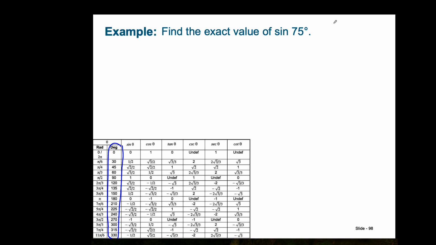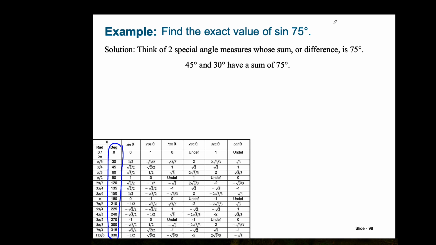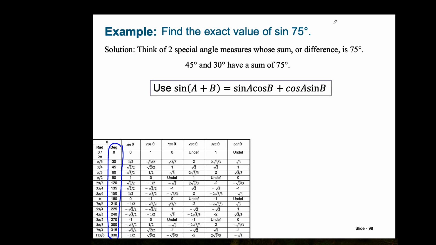Welcome back. Let's see how you did. If you went with two special angles whose sum or difference is 75, being 45 and 30, nice job. That their sum is 75. That would be the sum of two angles identity for sine.